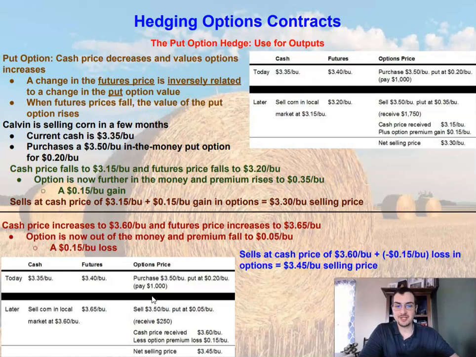All right, so now that we've seen how we can hedge using a futures contract, what about hedging using an options contract? Remember that an option contract gives you the right but not the obligation to either buy or sell. Specifically, the put option gives you the right but not the obligation to sell a particular commodity or sell an underlying futures contract. Not necessarily the commodity, but the underlying futures contract.